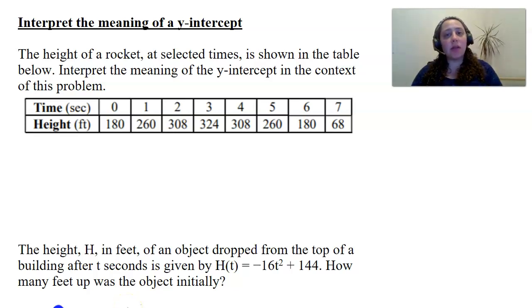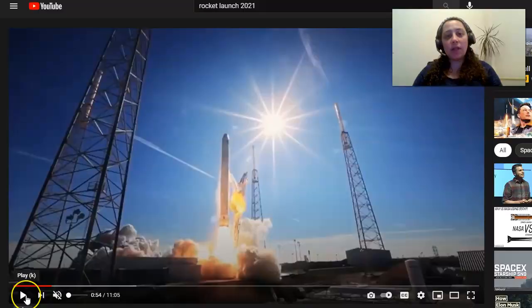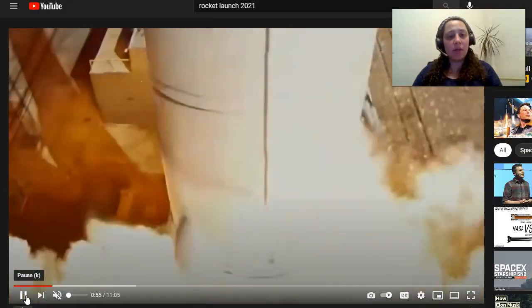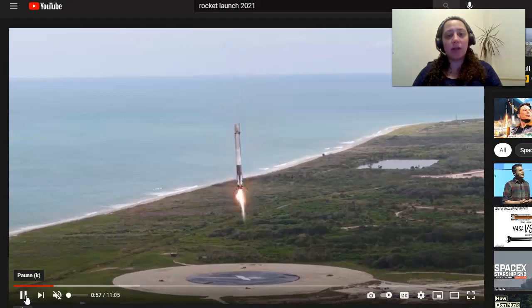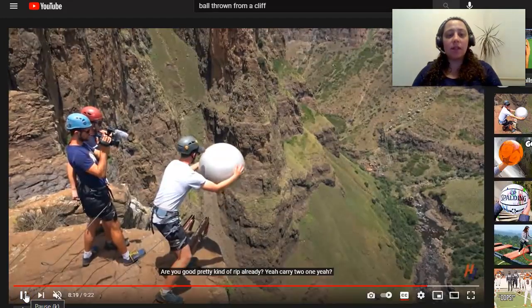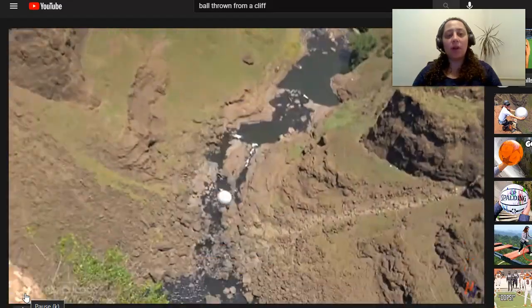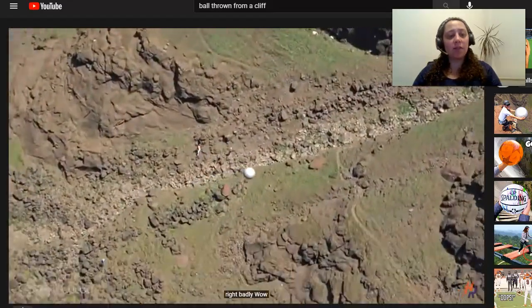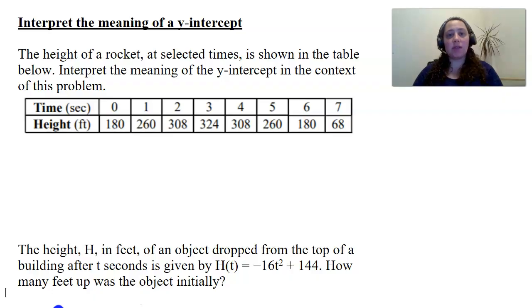Quadratics model projectile motion. Let's look at some examples of projectile motion. One classic example is a rocket taking off. The rocket goes up and then comes back down again. Here's another example: a ball falling off a cliff or off a great height or a building. These are some examples of projectile motion.